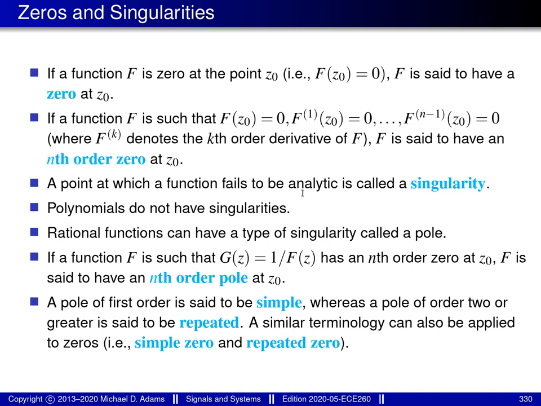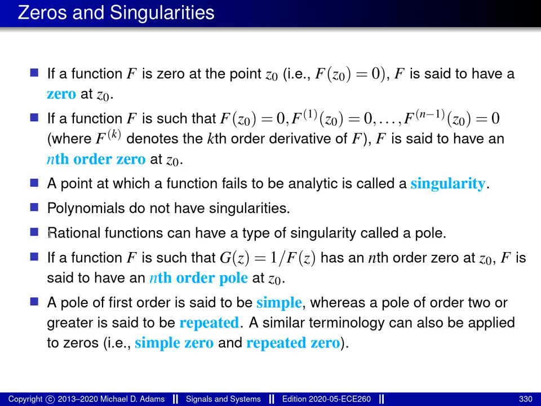In terms of polynomials and rational functions, which are the types of functions of most interest in this course, polynomial functions don't have singularities. The reason for this is we know from earlier polynomials are analytic everywhere. Because a singularity is a place where a function fails to be analytic, and polynomials never fail to be analytic because they're analytic everywhere, polynomials by definition can't have singularities.